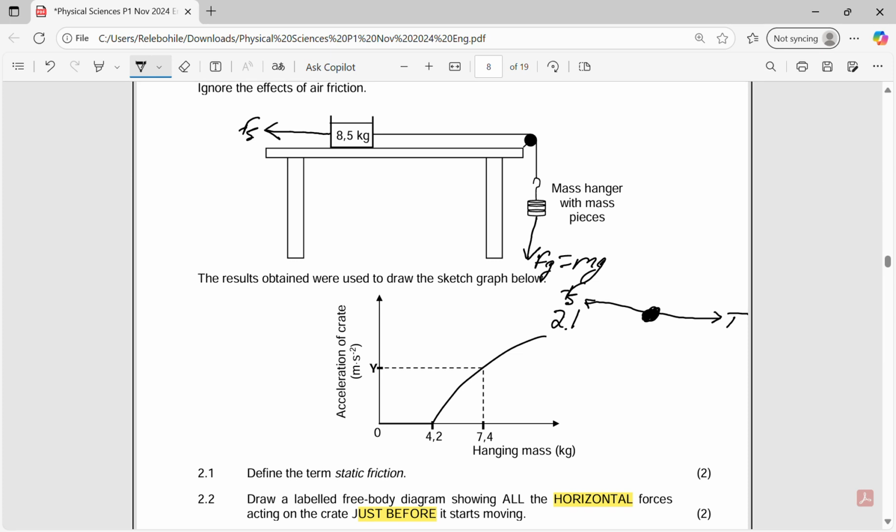Remember, for an object to move, we have to have what? An unbalanced force, or a force that is not equal to zero. Yes, that's what I wanted to say. So in this case, because the forces are equal and moving in opposite directions, that means that they are balanced, and because of that, our object will not go either to the left or to the right. It will just remain stationary. So that's how you draw your free body diagram there. Now let's go to the next question.